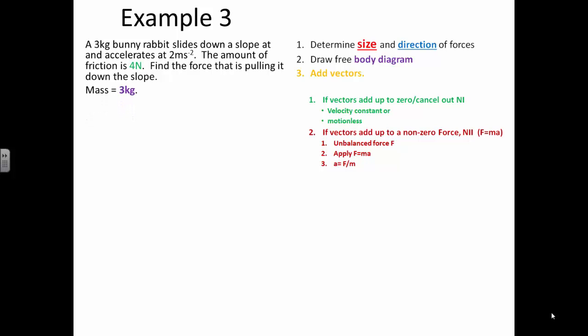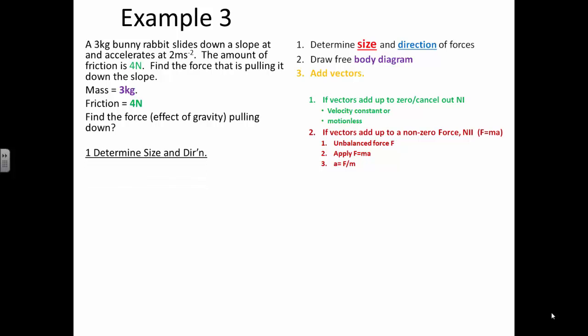Now we know the mass is 3 kilograms. The friction, which is going up the slope, is 4 newtons. Find the force, or the effect of gravity, pulling it down. Determine the size and direction of the forces. Now the force down is the value we want to know, so we have to leave that as a question mark, or x. The force up is 4 newtons.